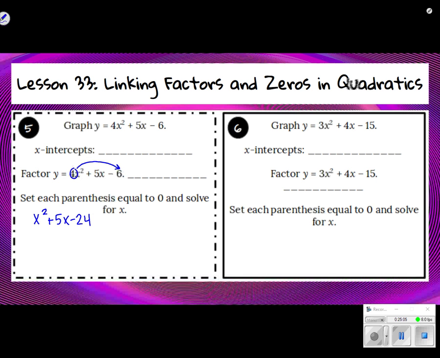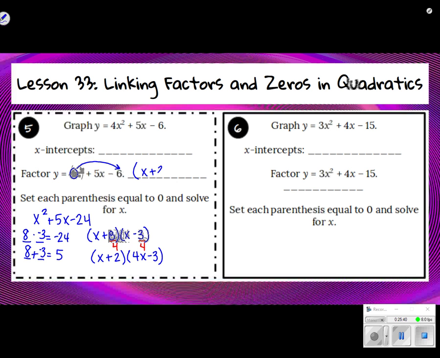I told you it wasn't going away. Two numbers that multiply to give you -24 and add to give you 5 are 8 and -3. And so I'm going to have x plus 8, x minus 3. But I did slide, now I have to divide. I'm going to have x plus 2, and then 4x minus 3. So that is what it factors to.